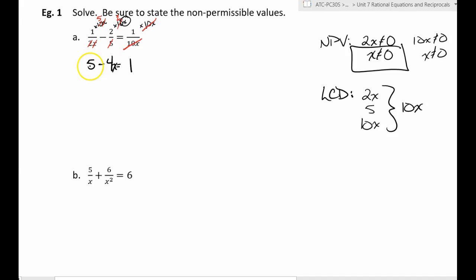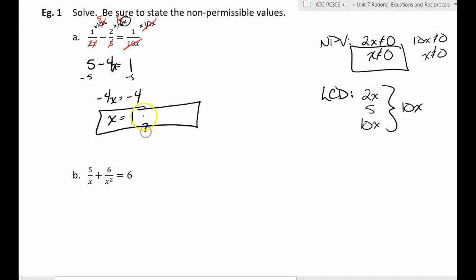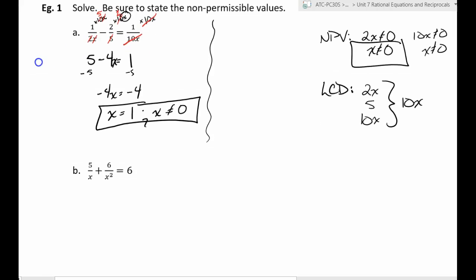So we want to isolate our variable from here. So we want to move that 5. And so x is going to be positive 1. So my solution is that x is positive 1, but x cannot be 0. And there we go. You're good to go. Now you do always want to check to make sure that this is a legitimate possibility, and that's our final step, step 5 up there.